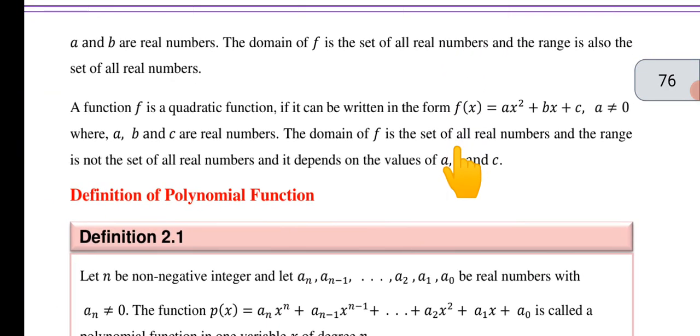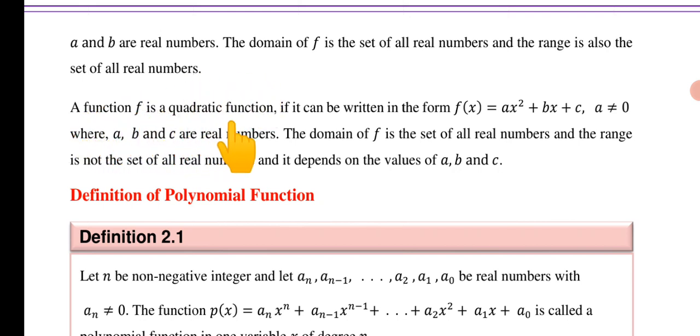Now let's see this concept. a and b are real numbers. The domain of f is the set of all real numbers. That means the domain of any linear function is the set of all real numbers, and the range is also the set of all real numbers. For a linear function, the domain as well as the range is all real numbers.